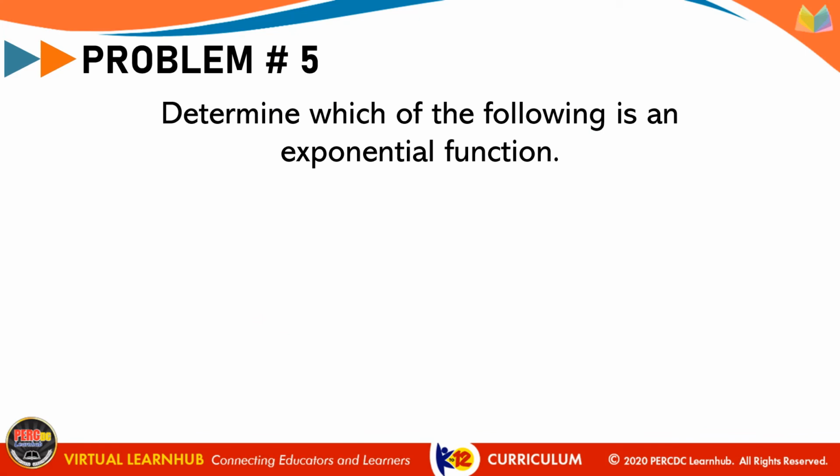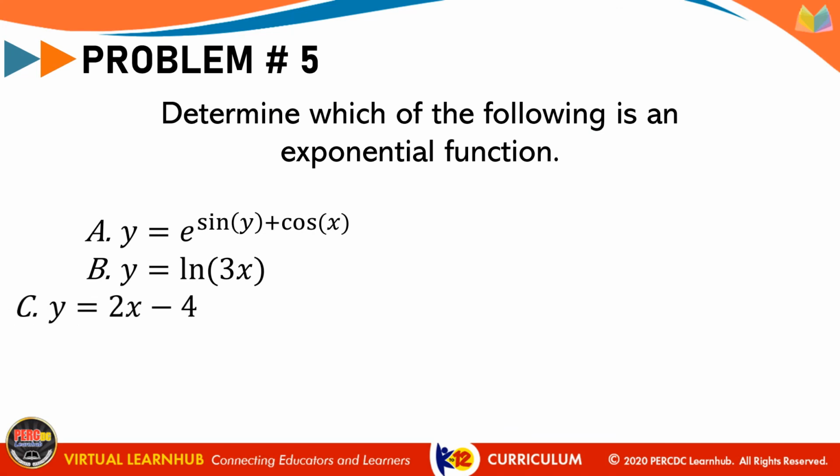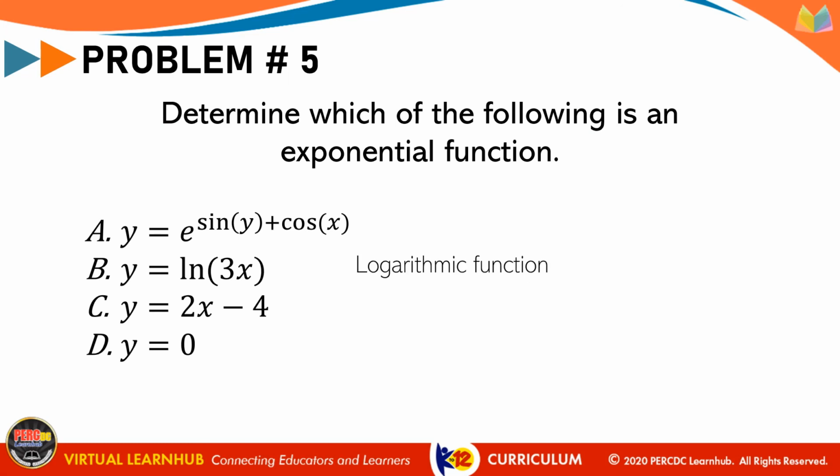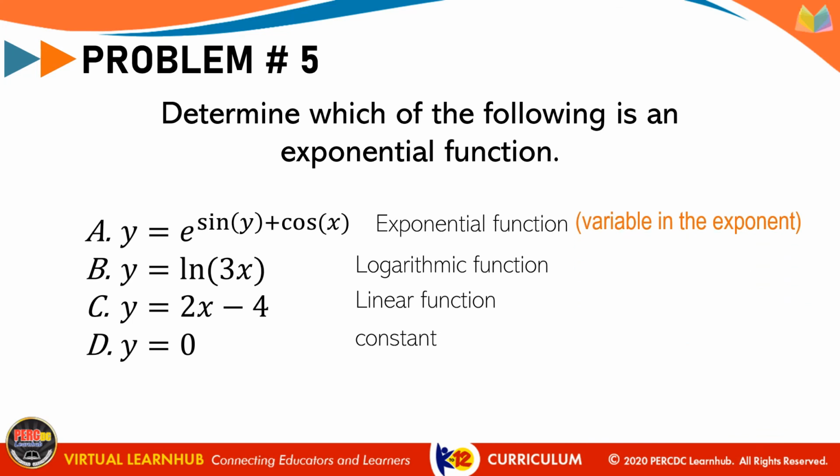Problem number 5. Determine which of the following is an exponential function. A. Y equals e raised to sin y plus cosine x. B. Y equals ln of 3x. C. Y equals 2x minus 4. And D. Y equals 0. Letter B is a logarithmic function because of the ln. Letter C is a linear function. Letter D is obviously a constant. And letter A is the exponential function because of the variable in the exponent.